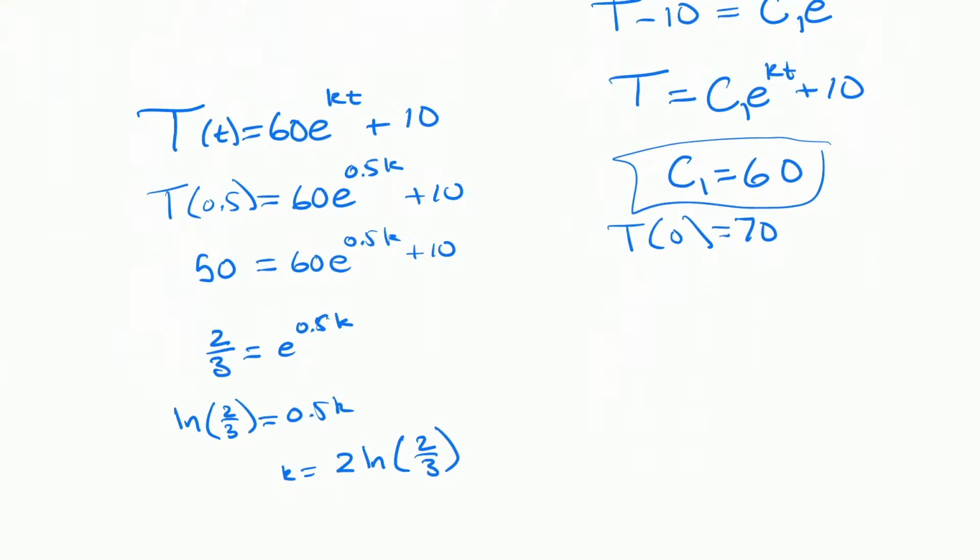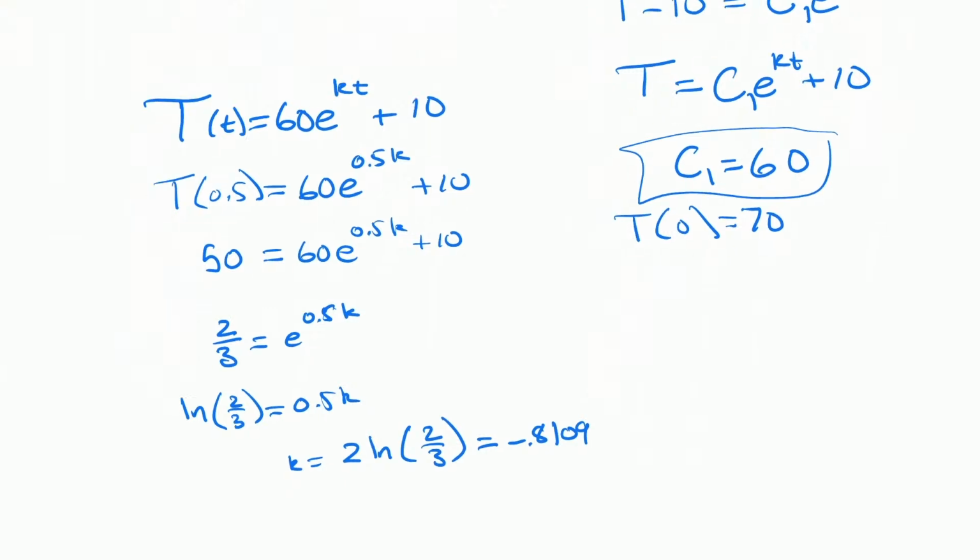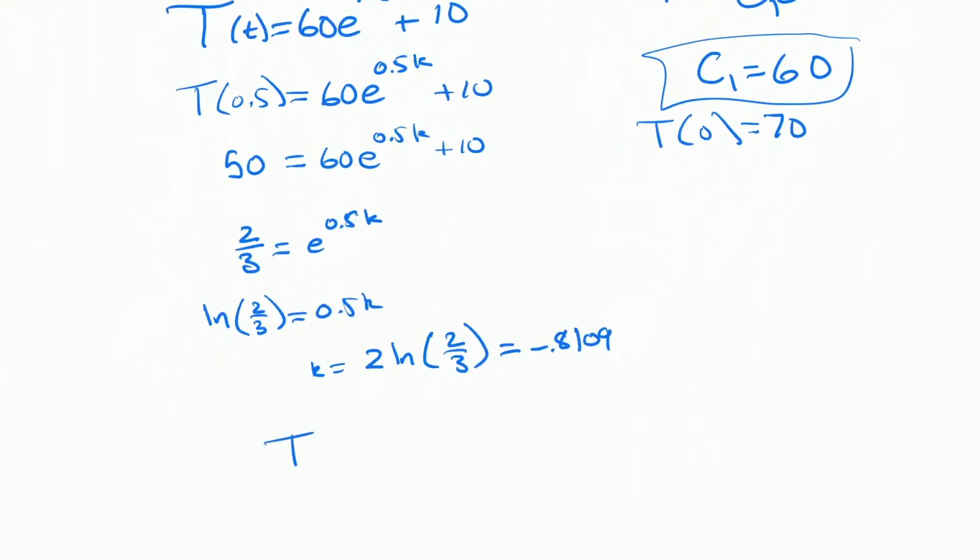Okay, so let's see. 2 times the natural log of 2/3 is just going to be the natural log of 4/9. That's the cool way of doing it. So that's going to be negative 0.8109. We'll go out to 4 digits. Okay, so that means we have T is 60 e to the negative 0.8109 times t plus 10.